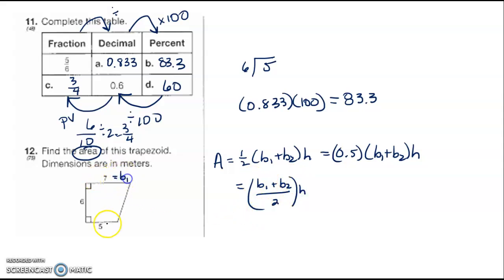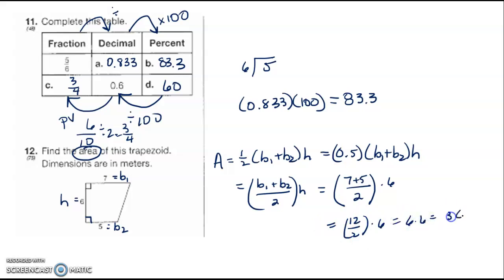Here is base 1, here is base 2. Height has to make a 90-degree angle, so there's your height. Let's go ahead and plug that in here. So we have 7 plus 5 over 2 times 6. So I'm going to get 12 over 2 times 6, which is 6 times 6, which is 36.